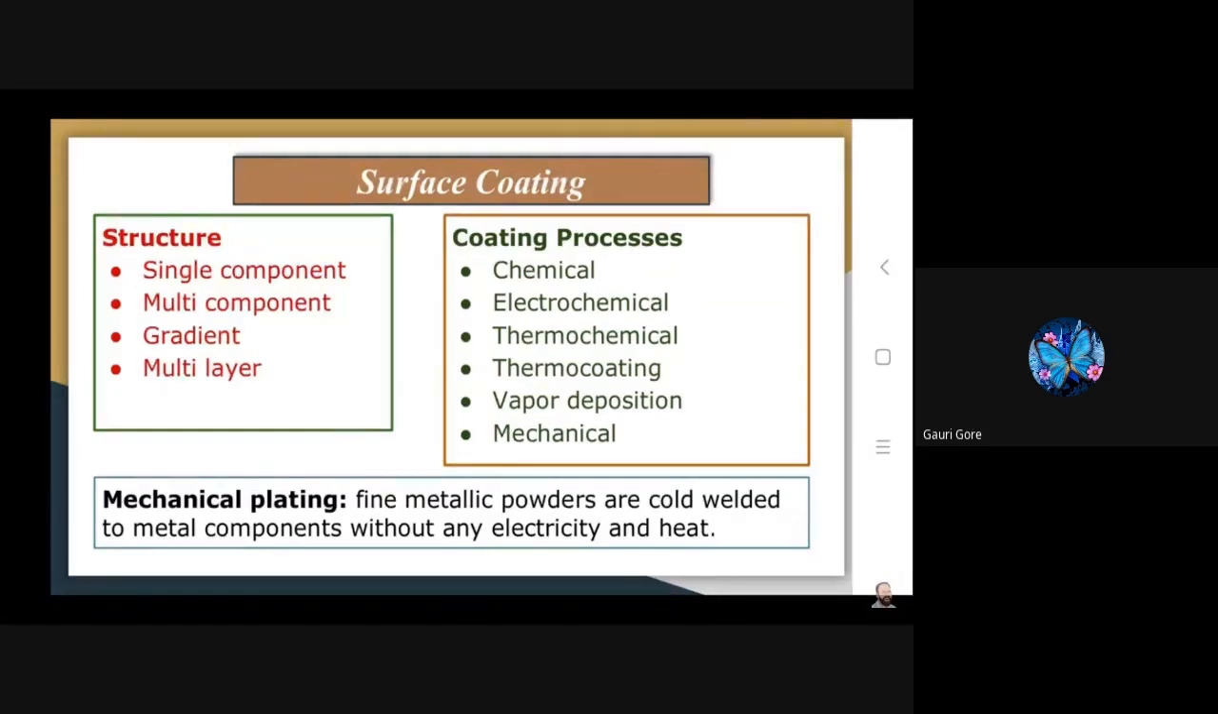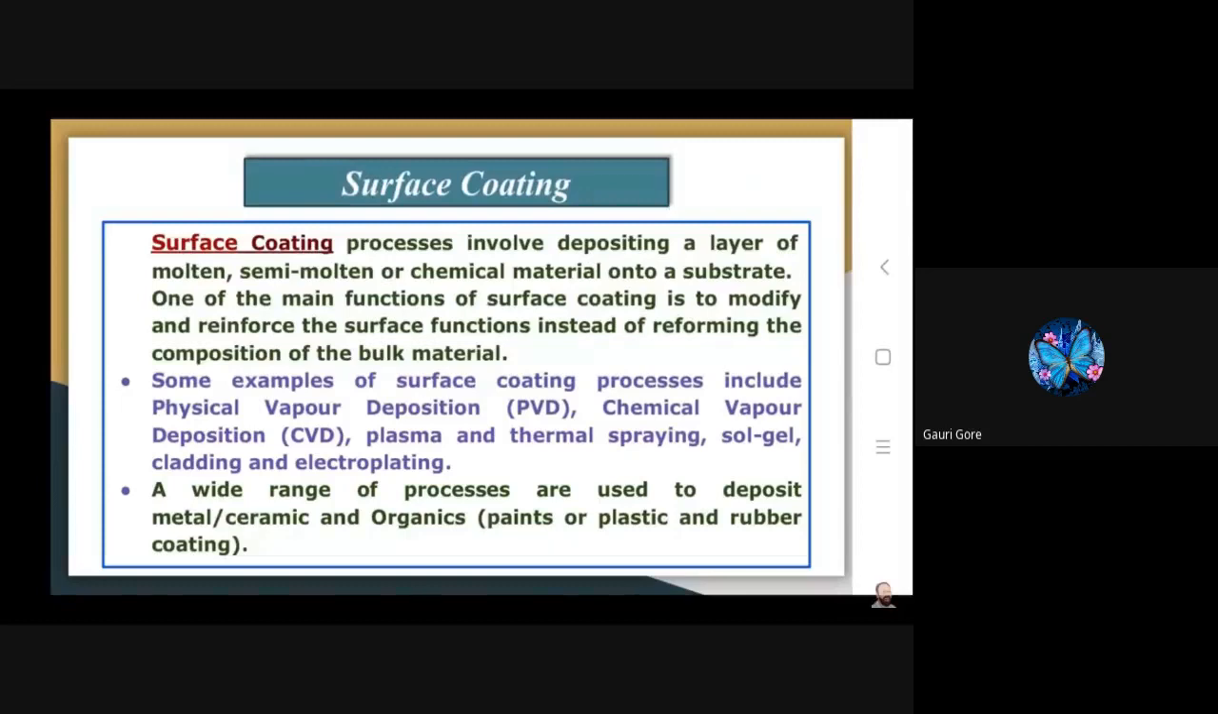So there are several principles we follow for a particular thickness of the layer on the surface, and specifically in surface coating technology, we follow this. Okay, this is about the surface coating. Now I will briefly give the definition of surface coating.